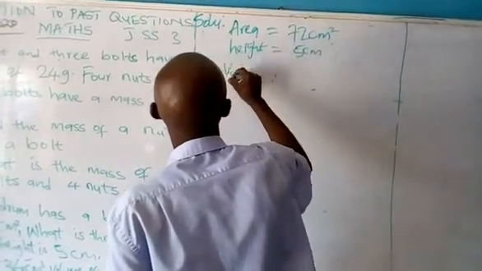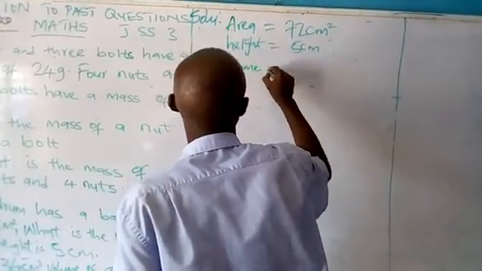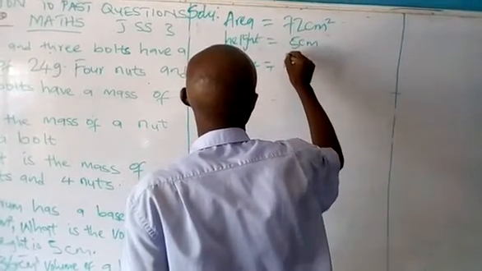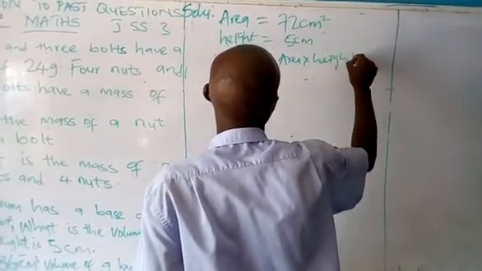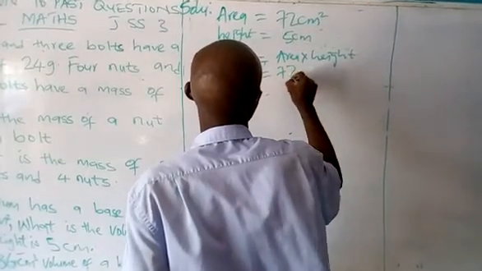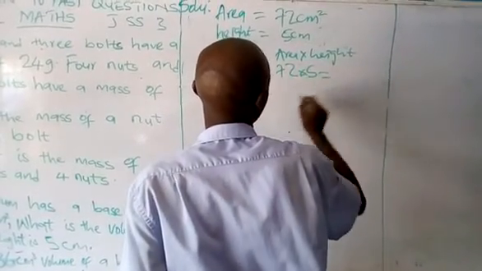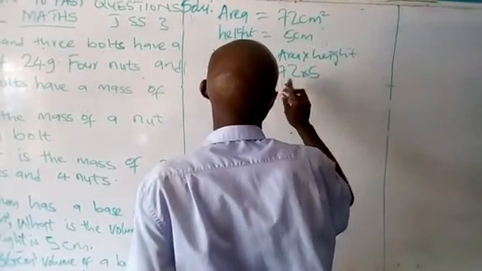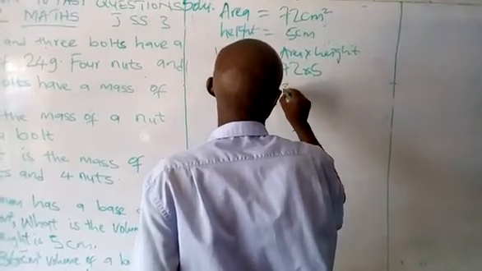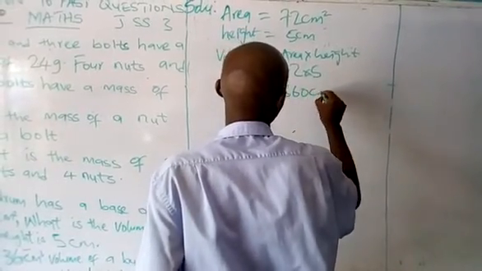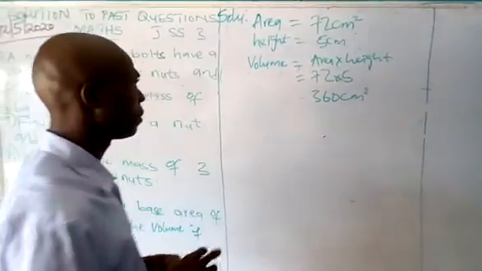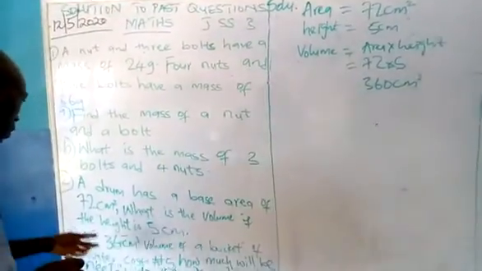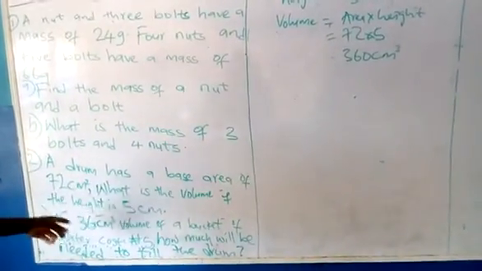Volume equals area times height, which is 72 times 5, which will give us 360 cm cube. Remember, it is volume. That is why it is cube. So that is the volume of the drum.